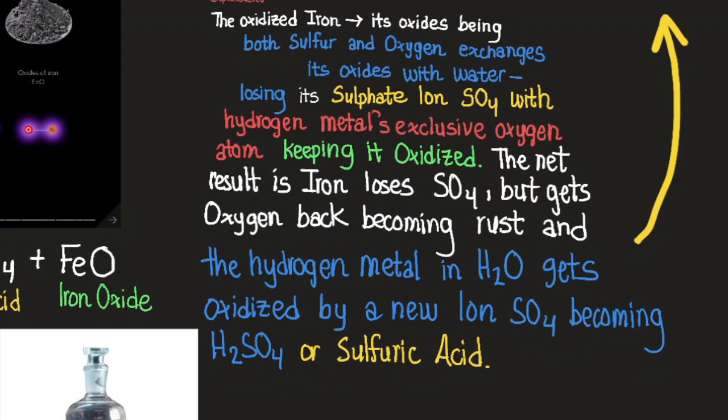oxidized by a new ion SO4, becoming H2SO4 or sulfuric acid, which produces acid rain that we constantly make attempts to prevent.